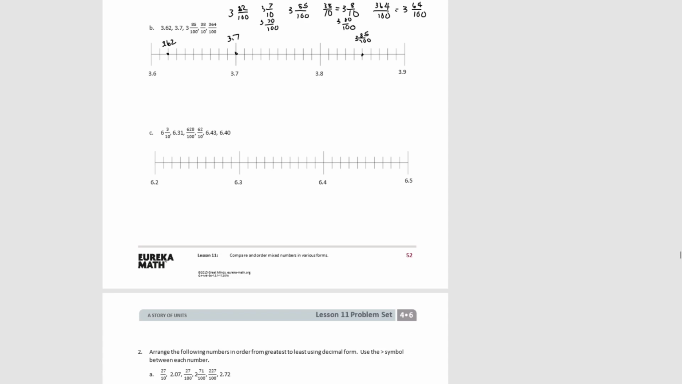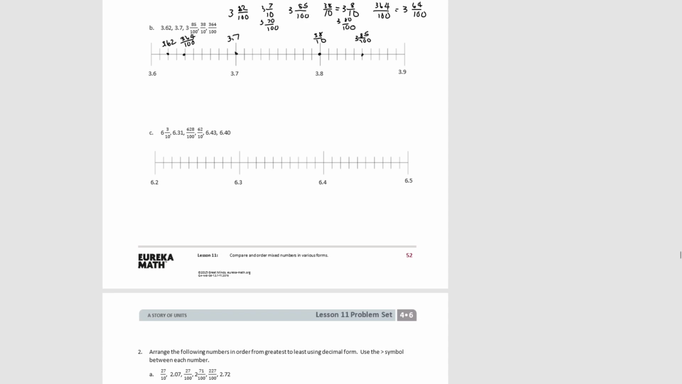Then 38 tenths, we said, is the same as 3 and 8 tenths. So that would be right here. So that would be 38 tenths. And finally, we said that 364 hundredths is the same as 3 and 64 hundredths. So here's 60 hundredths and 64 hundredths. So this would be 364 hundredths.